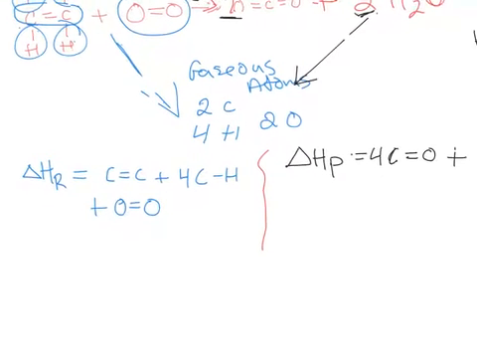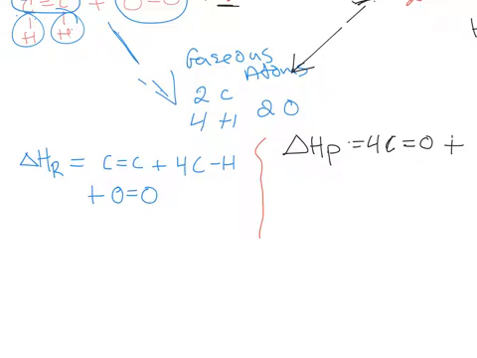So I look at my data booklet, and I look at my table, and it says the carbon-carbon double bond is 612 kilojoules. So I'm going to write down 612 kilojoules. And this is all per mole. And I have 4 carbon-hydrogen bonds, and each carbon-hydrogen bond is 413 kilojoules.